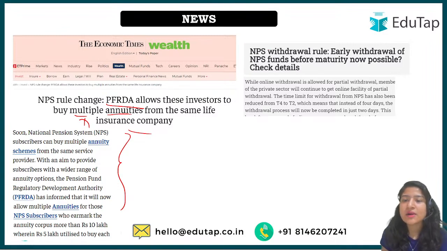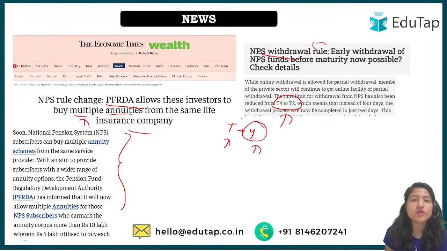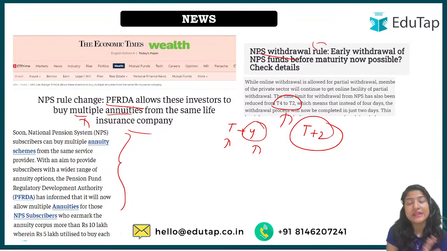And another is about the NPS withdrawal rule. So basically the time has been changed, meaning once you apply for withdrawal, when you reach a certain age, or even before that, we will look at premature withdrawals and everything. In that time period, whenever you apply for withdrawal, it would take T plus 4 days. Means whenever you applied, it would usually take 4 days for you to get back the money. But now that has been reduced to T plus 2, meaning in 2 days you will get the money. So these are very important 4 updates, and can be part of your current development question in your examination.